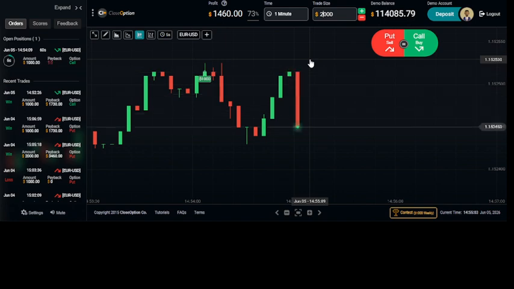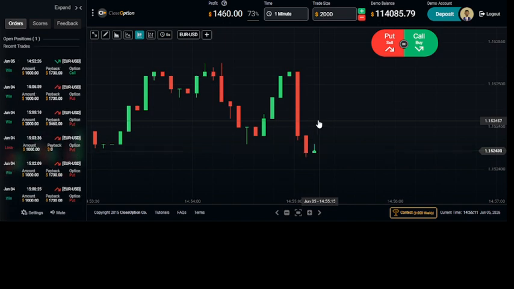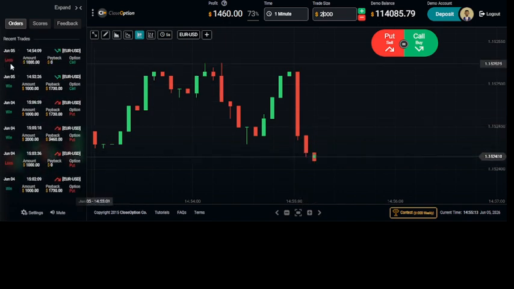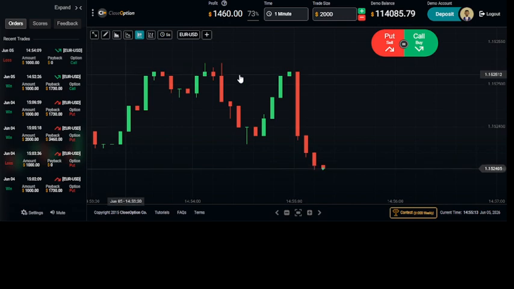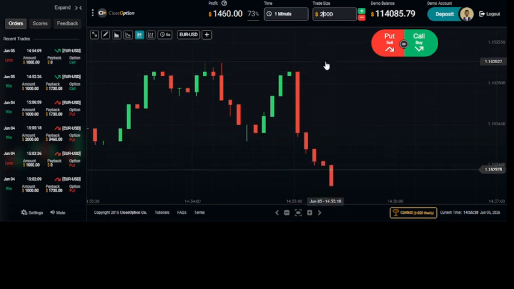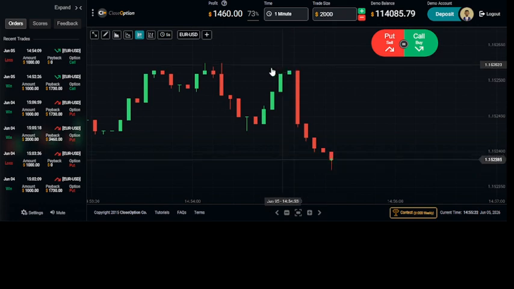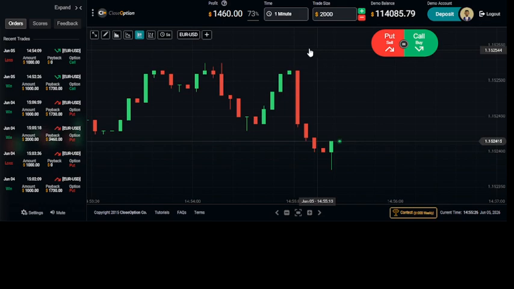All right, so this trade looks like it's going to lose here. Just took a sharp bearish dive. Okay, so that trade lost right here. If you look on the left, that was a loss. So what I'm going to do is double up on the trade. The reason I'm doubling up is to help recover the loss of the previous trade and gain some additional profit.